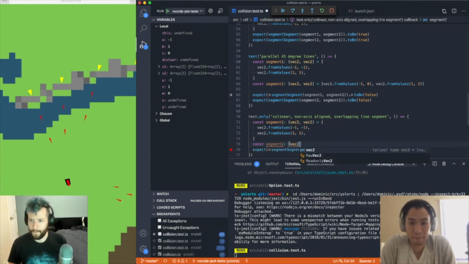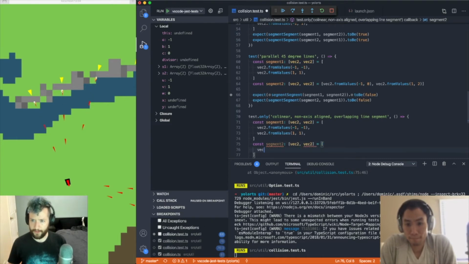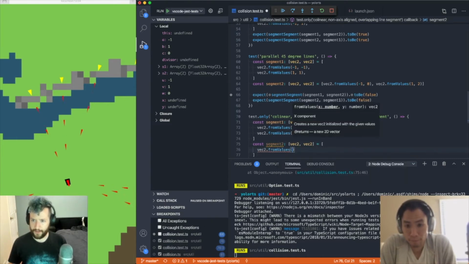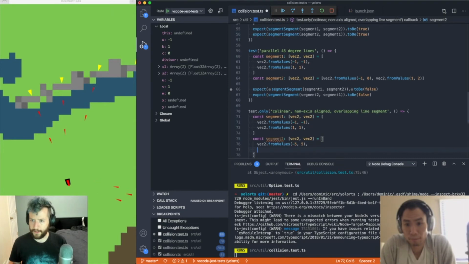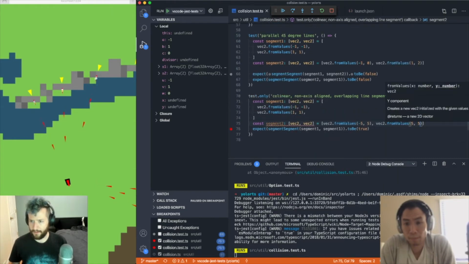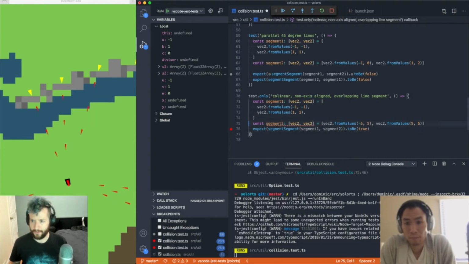So I think this fails in a similar way, which is vec2 dot from values, like negative 5, 5, vec2 dot from values. So we're examining a chunk of the segment. Yeah.